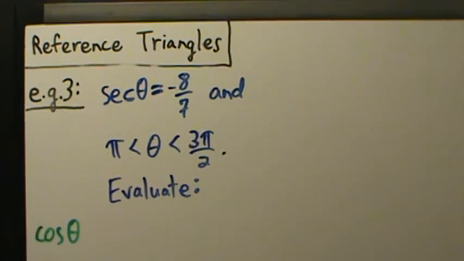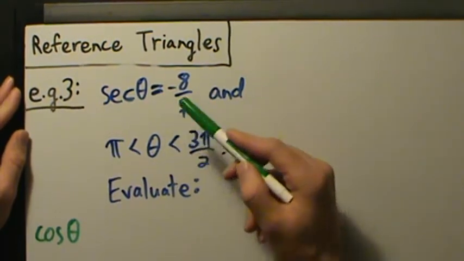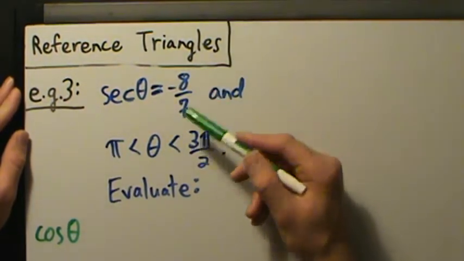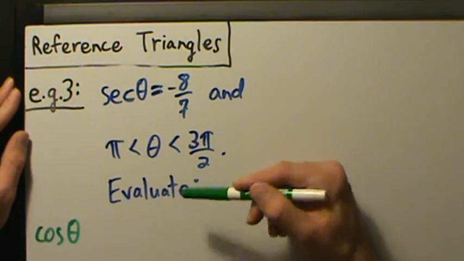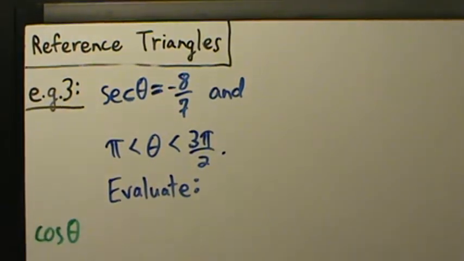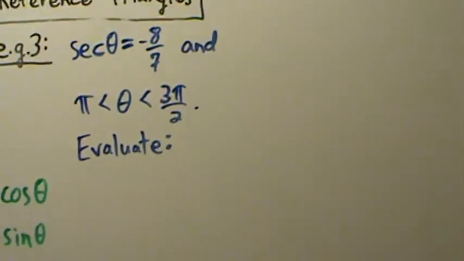Here's example 3 with using reference triangles to evaluate trig functions. So here we're given secant of theta is negative 8 over 7 and pi is less than theta is less than 3 pi over 2. Okay, so we want to evaluate basically the other 5 trig functions of theta. Okay, cosine, sine, tangent, cosecant, and cotangent.